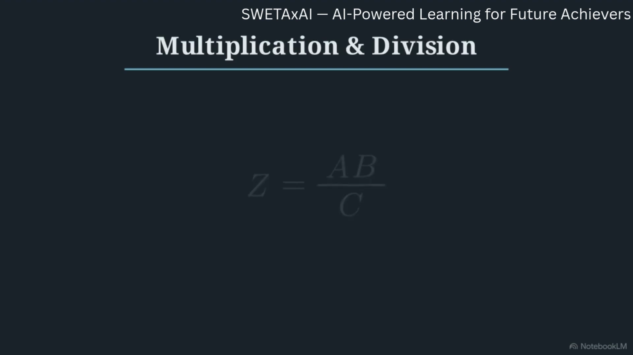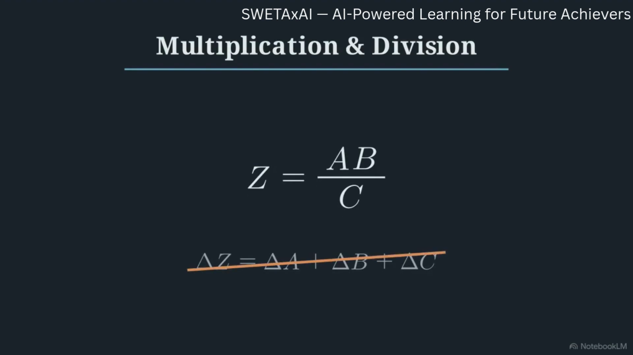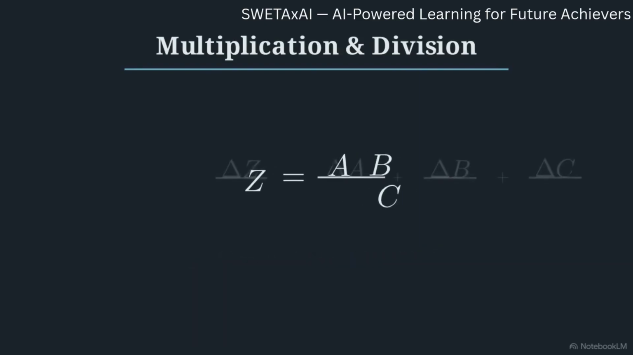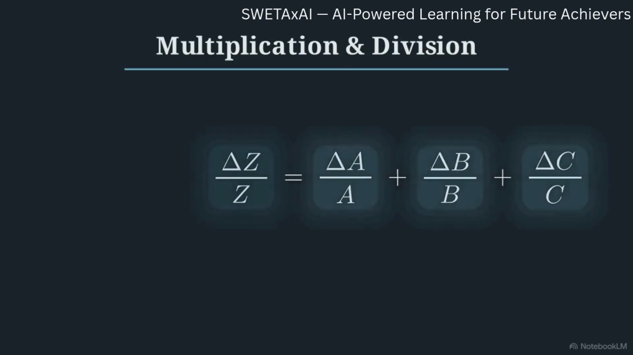Multiplication and division requires a different approach. Here, z equals a times b divided by c. For multiplicative operations, you do not add absolute errors. Instead, it is the relative or fractional errors that add up.